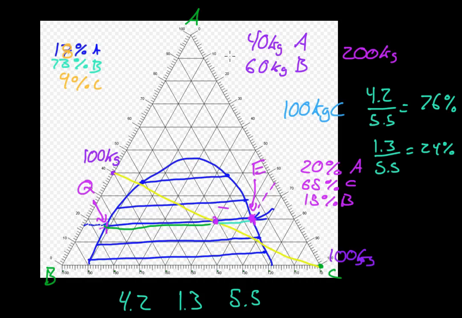Then we'll do a quarter, so we'll say that's 50 kilograms. So it's actually 48 kilograms for Q. Q has a total mass of 48 kilograms, and that leaves E to equal 152 kilograms.